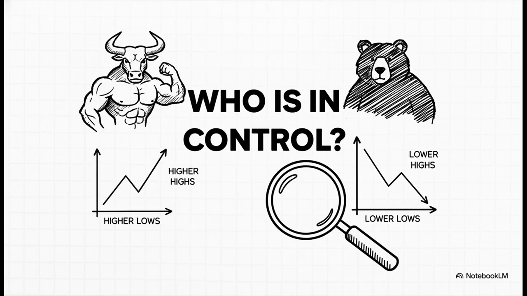But once you understand structure, your whole internal monologue changes. You stop asking what might happen, and you start asking, who is in control right now? Do you feel that difference? One is a guess about the future. The other is an observation of the present. You're just looking at the evidence on the chart. Are buyers making higher lows, or did sellers just break structure? The answer is right in front of you.